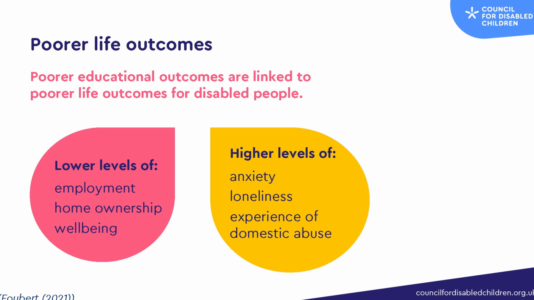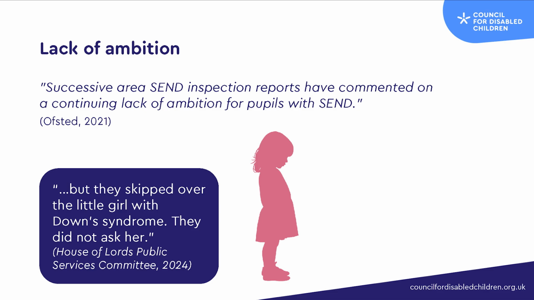The report concluded that there is a need for better support for disabled students in education to enable higher achievement and progression. In other words, what happens in school has a lasting impact, and better support during school years is essential if disabled pupils are to have equal life chances. So we've seen how poorer educational outcomes for disabled pupils link to poorer life outcomes.